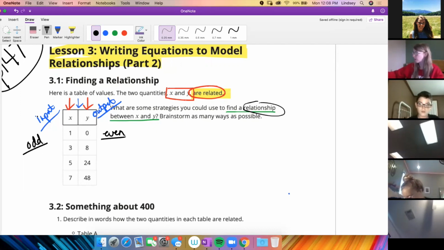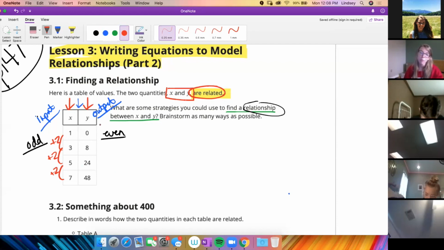Sorry, I'm trying to bring up something on my other computer. One thing I noticed is that when we're looking at our x values, a lot of people notice that it's increasing by 2. Sometimes that will point us to a pattern where the y values are increasing by the same amount. Here, this is increasing by 8. But this is increasing by 16.